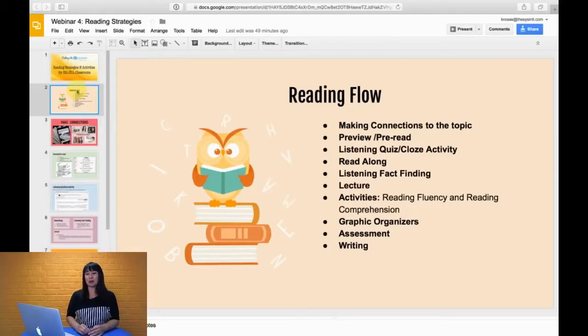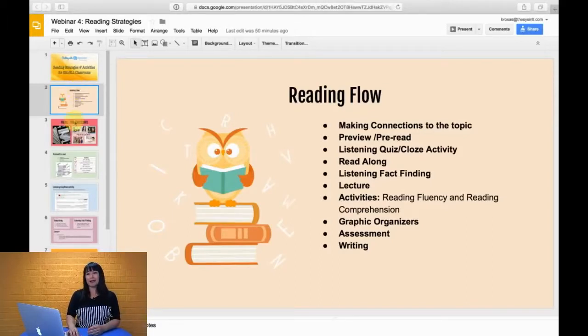There's then a lecture portion, of course, led by the teacher, and then our favorite part, activities. So today we're going to talk a lot about reading fluency and reading comprehension activities that you can do in your classrooms, hopefully even today or tomorrow, that will help promote fluency and comprehension with your students. Then we move on to graphic organizers, and then the students' least favorite part, assessment. We will talk about different ways you can give assessments, different types of questioning, and then we'll end with writing.